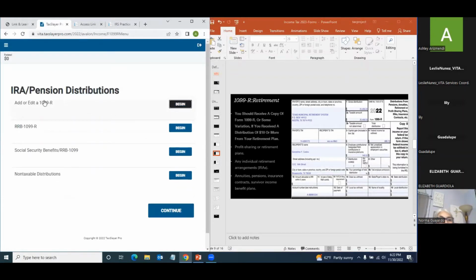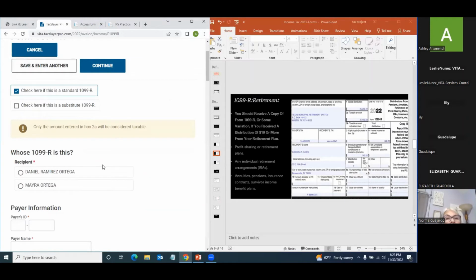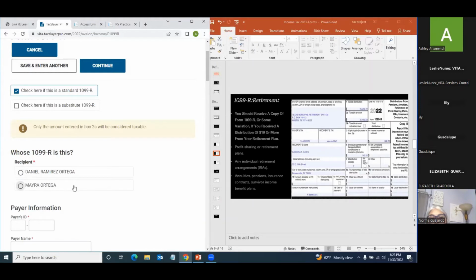Is everybody on this page where it says IRA/pension distribution? Yes. We're gonna click begin. Oh, wait, it brought me to W-2, because I hit W-2 and it's not a W-2. It's 1099-R. I know this one says a different name on the example, but we're just gonna use Ortega for this. Okay. So we hit begin, okay?